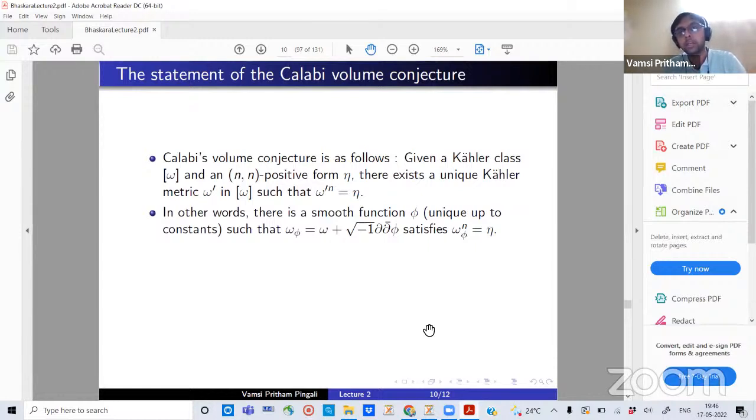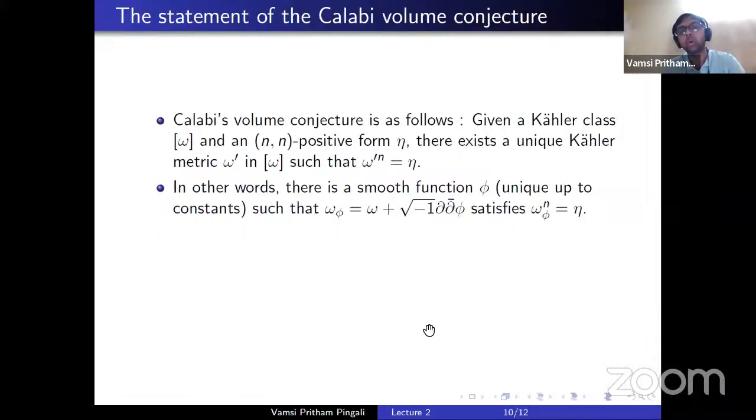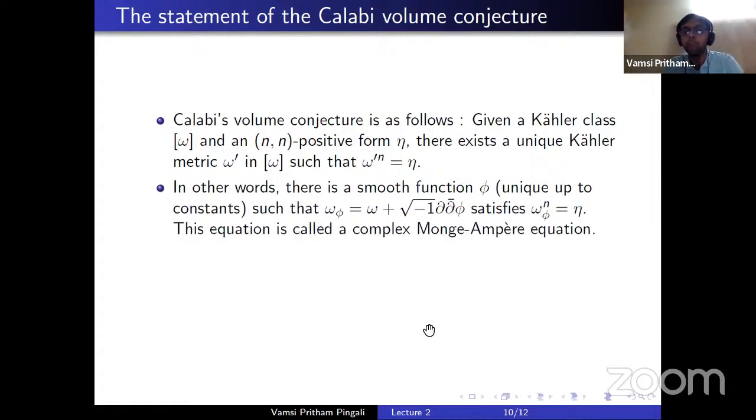So this is a highly nonlinear equation because you are asking me to find a function, take two derivatives of it and take the determinant of it, the Jacobian, right? So that's a highly nonlinear function and you are prescribing this nonlinear function for me. So it's a rather complicated equation.